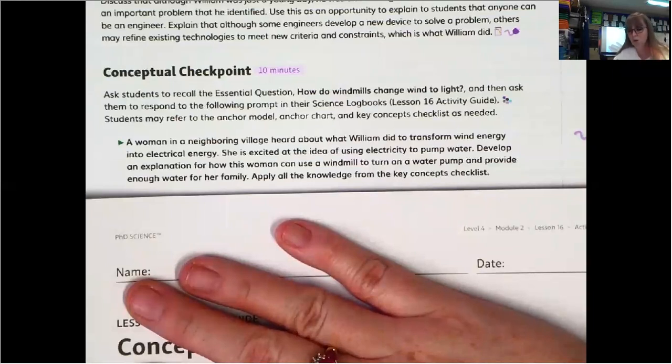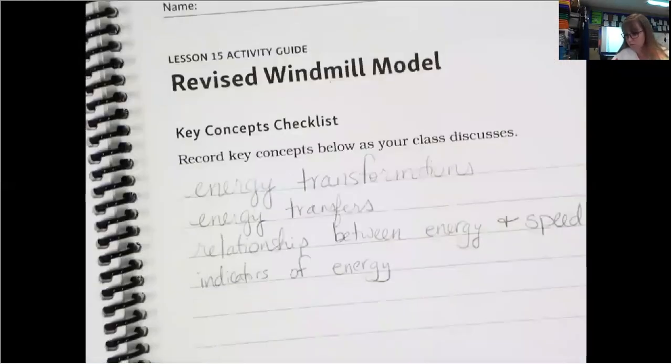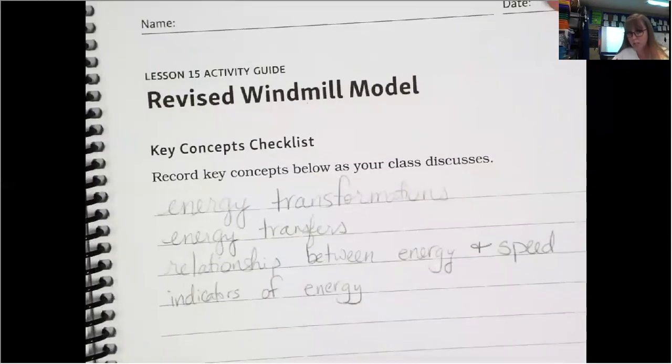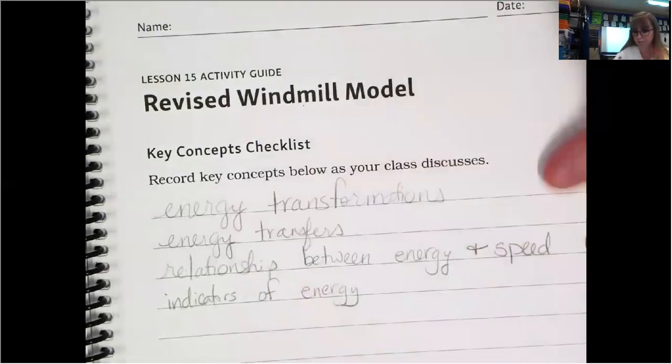So if you recall, our key concepts that we wrote down yesterday were energy transformations, energy transfers, relationships between energy and speed, and indicators of energy. So we need to make sure we're using all of these concepts in our answer.